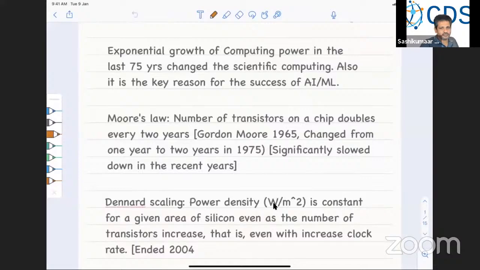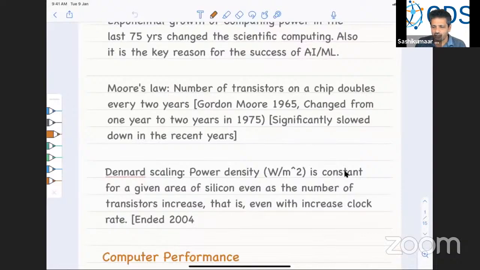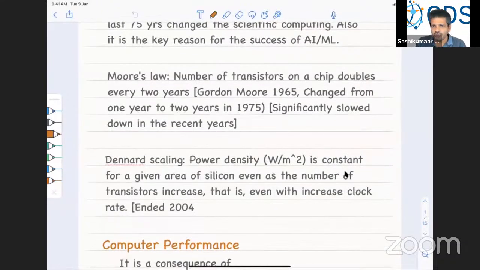It means that you will be able to do the computation, especially as the data science field has emerged. We have already discussed this. Computing power has put data science into the forefront. It is the key reason for the success of AI/ML. So all these stories we know.